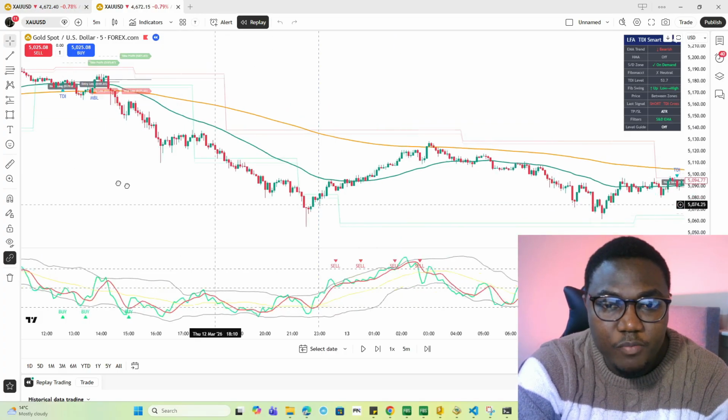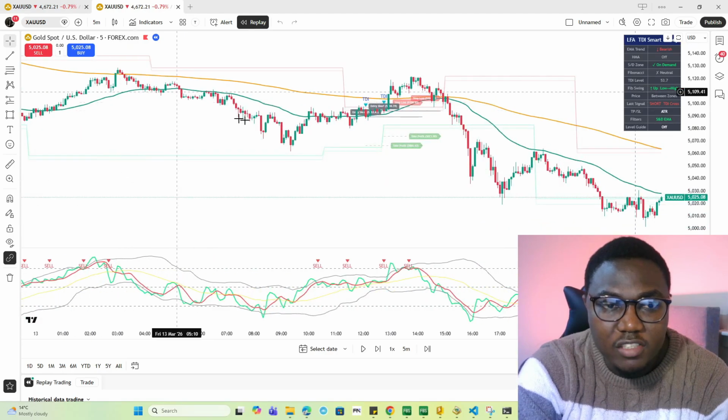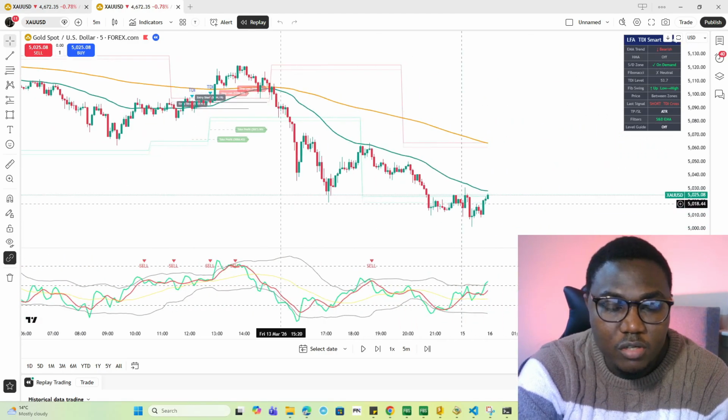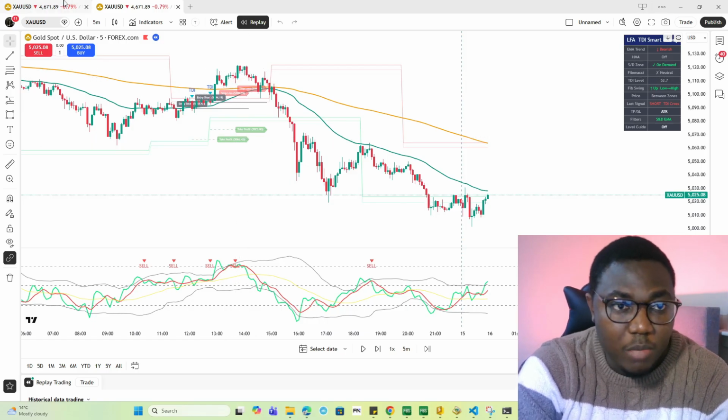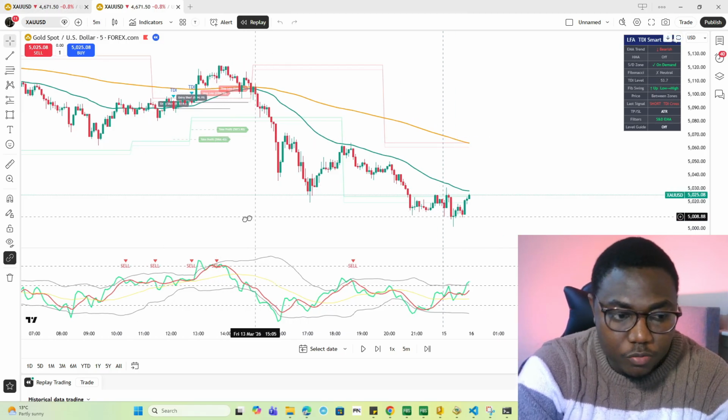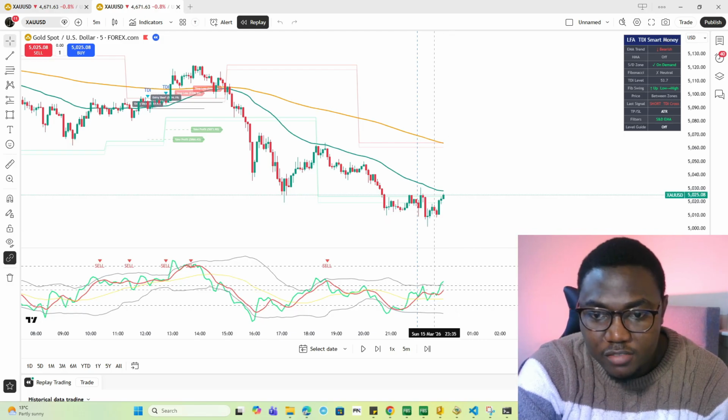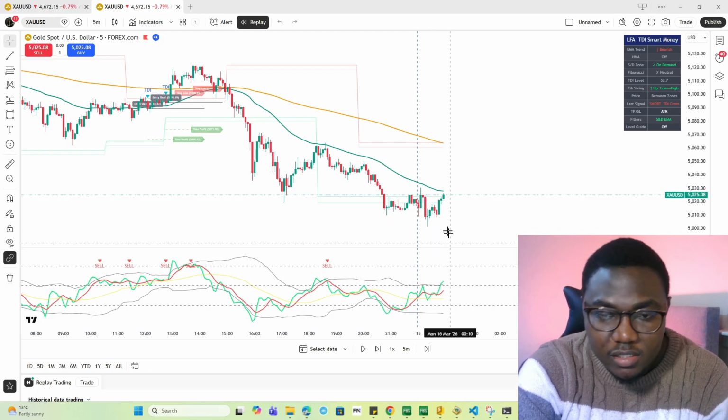You can see the cross here, and we have this pullback, we have this continuation, we have pullback, we have continuation. So the trend has attempted to cross for a very long time now. And remember, this is on a 5-minute chart. Okay, so yeah, we want to start on the Monday, the 16th of March.